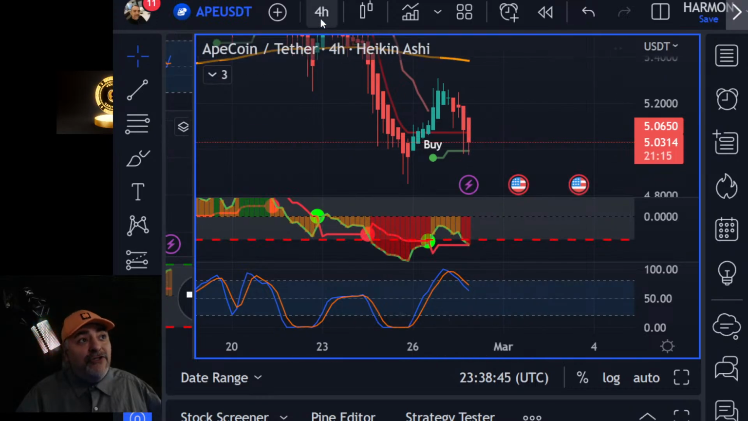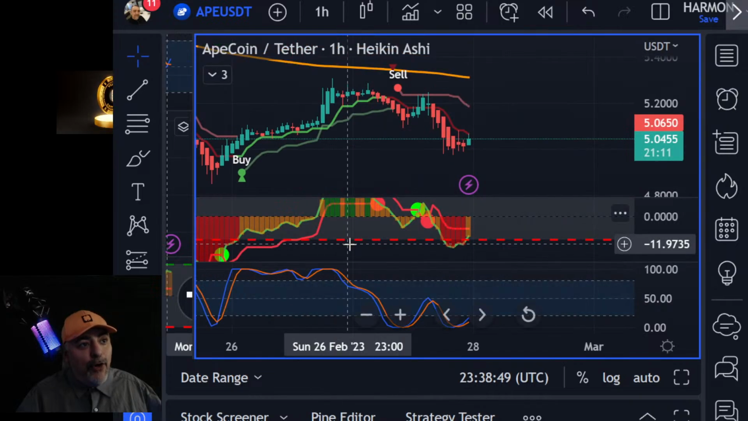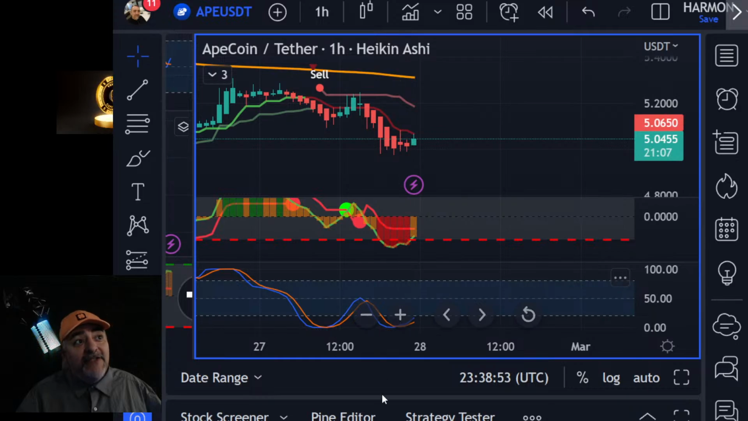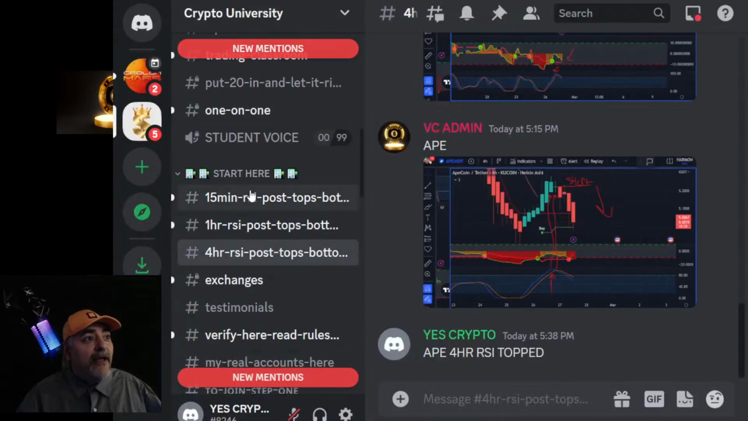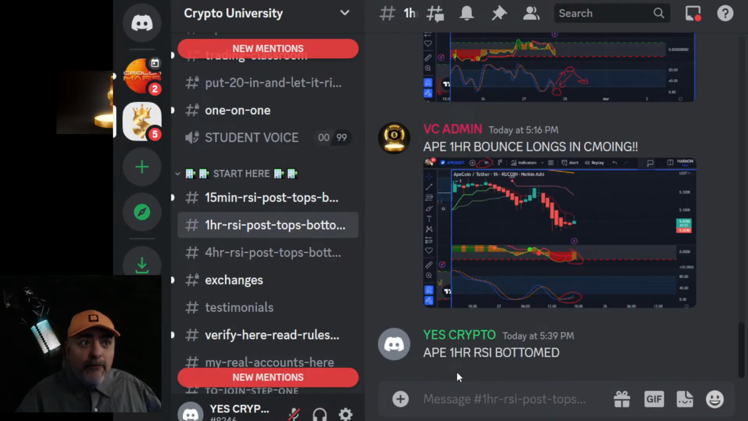Now, once you do the 4 hour, you go to what? The 1 hour. And notice here that the 1 hour has bottomed out, and that just happened on ape. So what I'm gonna do on ape is I'm gonna go to my 1 hour folder in my Discord, and I'm gonna go here, and I'm gonna go ape 1 hour RSI bottomed. Boom. And now everybody knows.